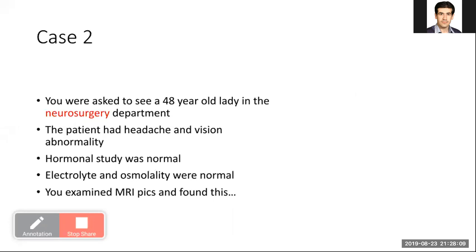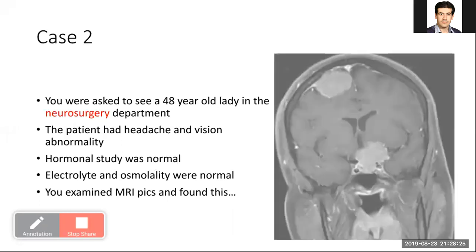The second case: we were asked to see a 48-year-old lady in the neurosurgery department. The patient had headache and vision abnormality. Hormonal study was normal. Electrolytes and osmolality were normal. You examined the MRI pictures and found this. Would someone comment, please?